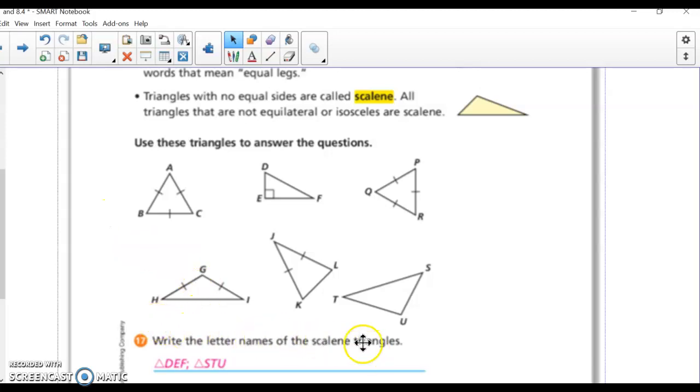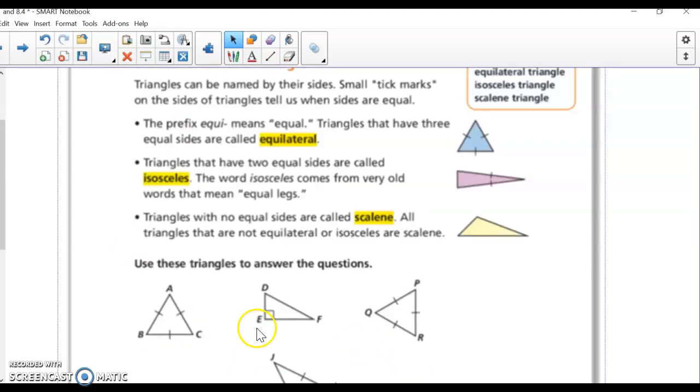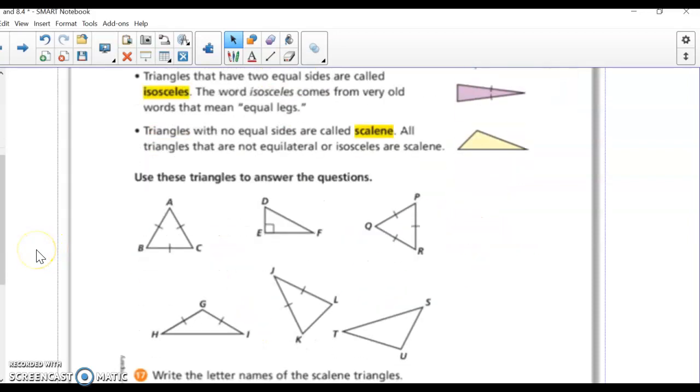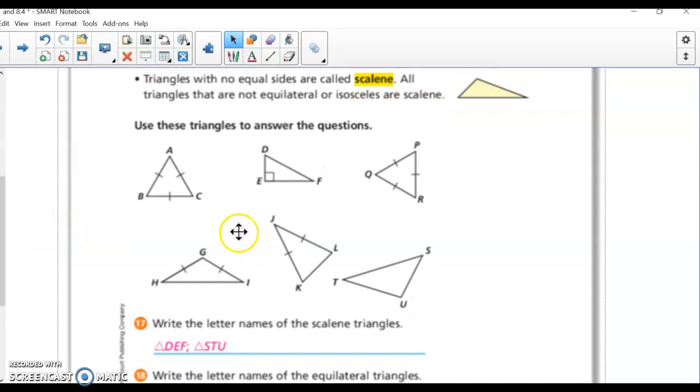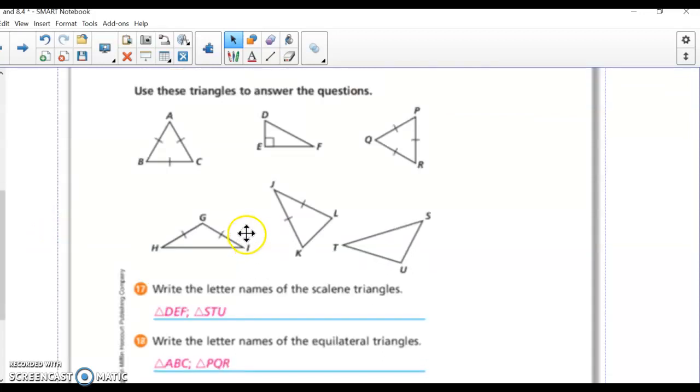So write the letter names for the scalene triangle. What I would do is go back up and say, okay, scalene, this is where they're all different. So as I look at this, all different, okay? Well, let's see, DEF has 0 lines through it. So that means all 3 sides are different. And same with TSU, or in this case, they call it STU, right? And so you can use the triangle symbol to name those 2. And that means that these are what we call scalene.